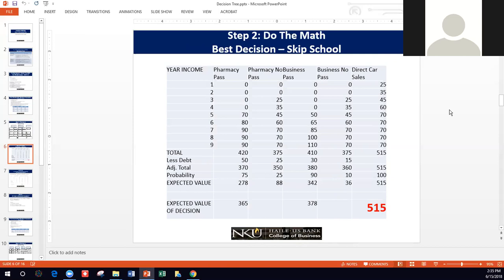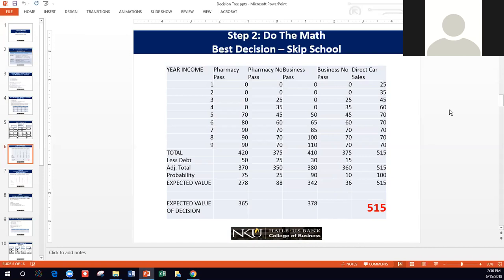Now another option is to go to business school, and I do the same math. It comes out 378. But then I notice if I go directly into car sales, it's 515. Oh my God, that's the best decision. And then mom goes, oh, no, you don't. Your brother's not going directly to car sales, and I'm not sure I agree with all those assumptions.